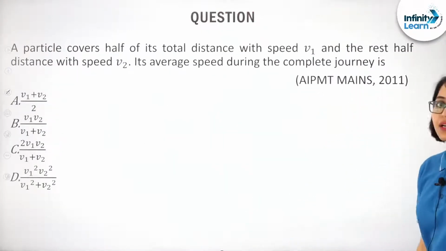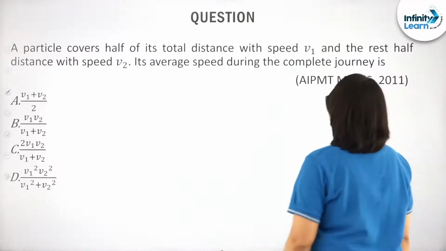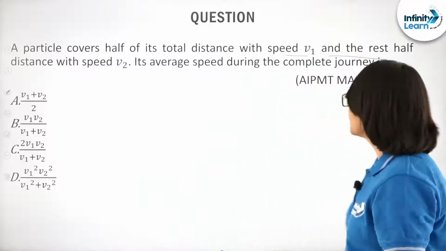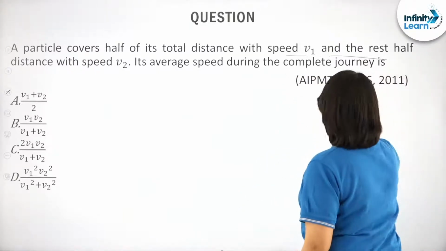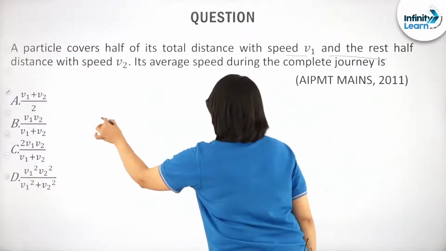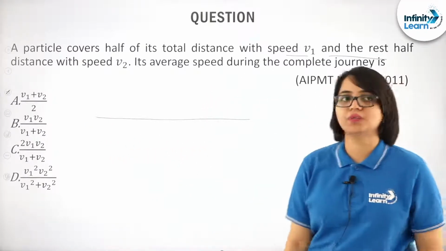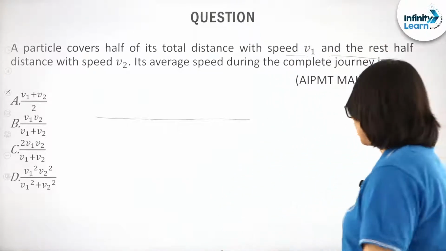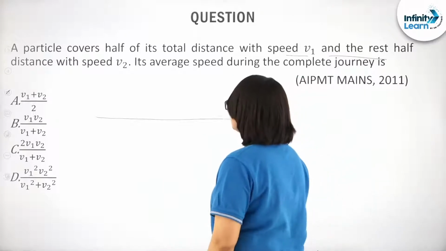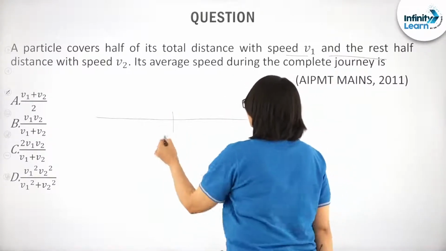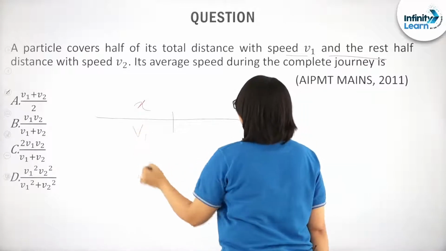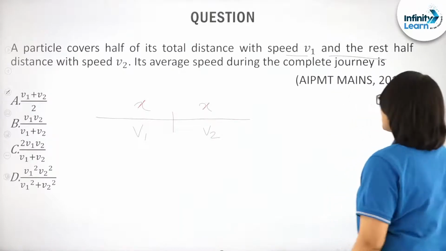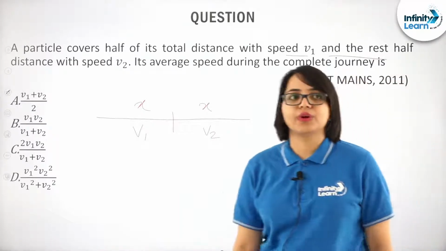Next is, a particle covers half of its total distance with speed v1 and the rest half with speed v2. Its average speed during the complete journey is? So now we are dividing this total distance into two parts. Try this question, Pooja, Safura, Ashish, everyone. Particle covers half of its total distance x with speed v1 and the other half x with speed v2. Then what is the average speed of this particle throughout this journey?